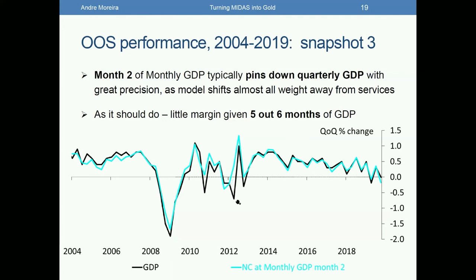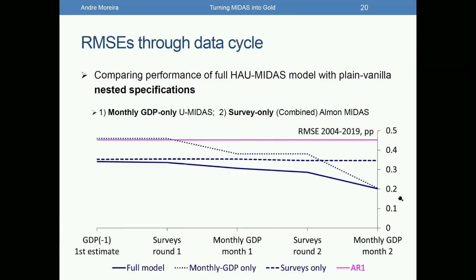The only times that you don't is when something crazy happens in month 3. So that's the 2010 snow, and this here is, I forget the exact timing, but it's Jubilee Olympics distortions as well in June of 2012. So that's what you get.